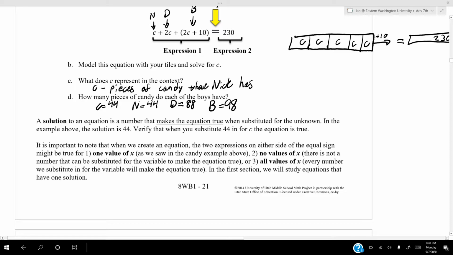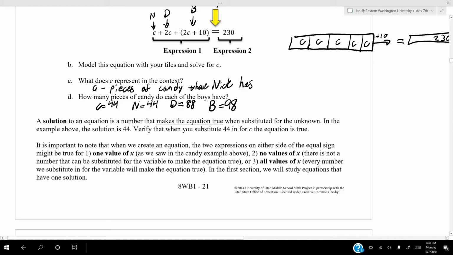If it's true for one value of x, we'll get one solution there, just like we did with the candy problem. C had to be 44. There was no other thing it could be. If we get no values of x, there is not a single number that can be substituted for the variable that makes that equation true, meaning we have a false equation, or we did something wrong.